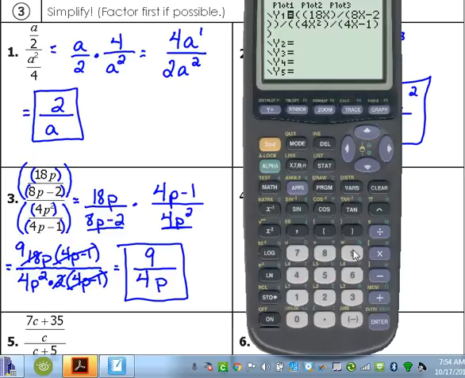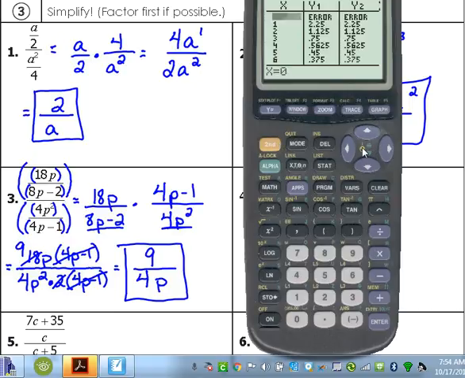And then in y2, I put 9 over, I don't need as many parentheses here, because I've just got a single number in the numerator, and I do need parentheses around the 4p in the denominator. What am I looking for when I do this? I go to the table, and I'm looking for the same y values. I'm looking for the exact same y values. If I get the exact same y values, then I've done it correctly, and we do right here.